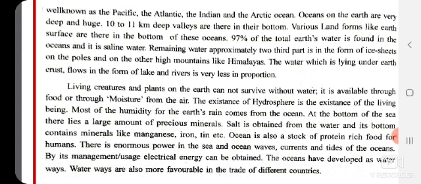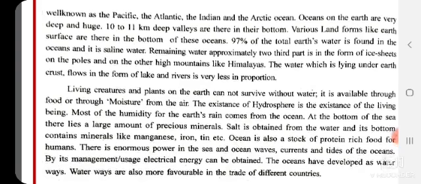97% of the total earth's water is found in the ocean and it is saline, means salty. The remaining water, approximately 2/3 part, is in the form of ice sheet on the poles and on other high mountains like the Himalayas, means snow is over there.